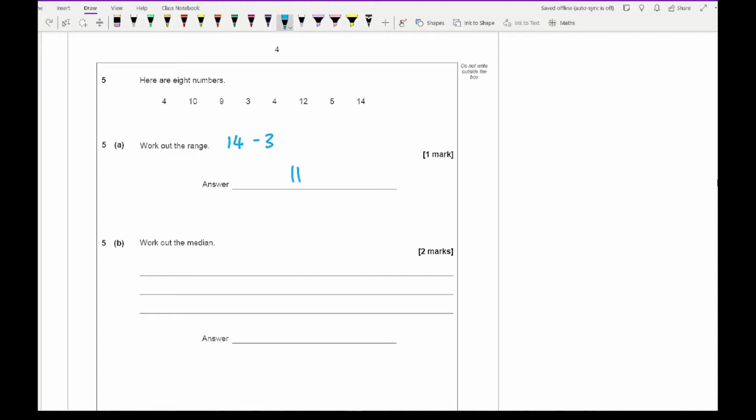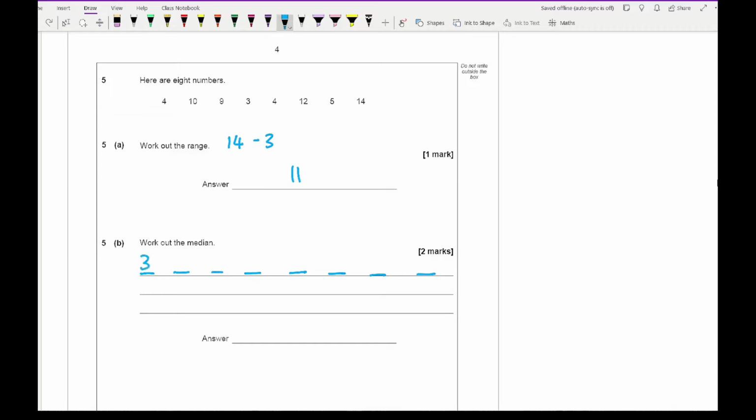Now in terms of working out the median, this is worth 2 marks. Now I've got 8 numbers, so how I always recommend students to work with these questions is to not play hangman, but to order the numbers first. Now it's really important that you do show that you've ordered the numbers or had an attempt at ordering the numbers, as this in itself will carry 1 of the 2 marks.